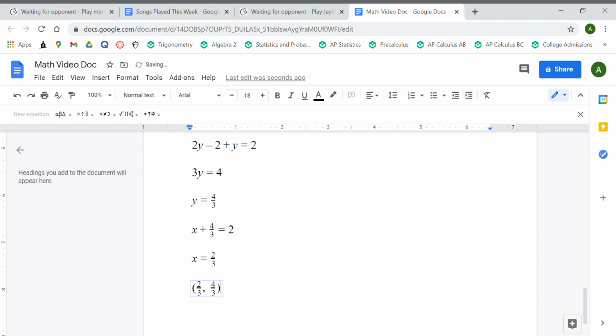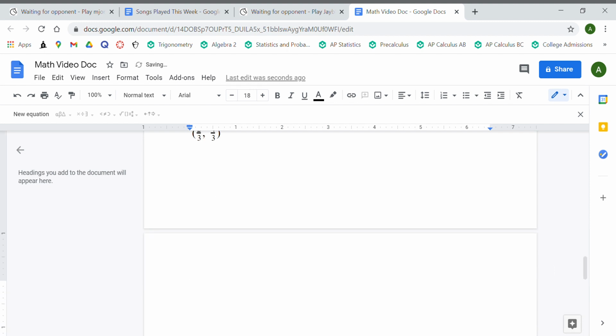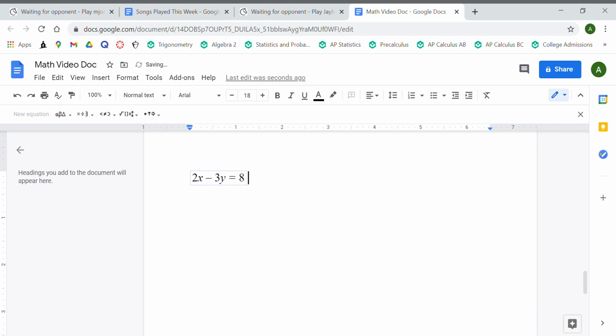Alright, one more. You're going to try this one on your own. Use the substitution method to find the solution of this system of equations. Pause the video, try to work this out on your own, and then come back once you're finished.